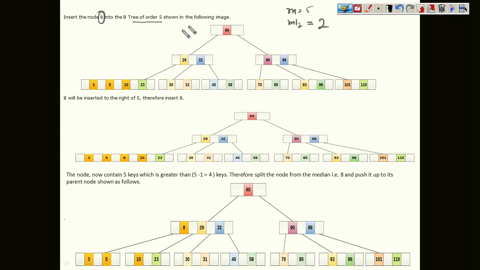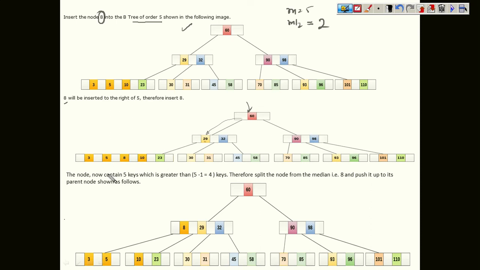So this is the tree given to us. You can see it already fulfills the B tree properties. It's ordered, and it maintains the number of key values at each node and the required number of child nodes. So 8 will be inserted. We have to start from the root. You can see 8 is less than this 29, so you go to the left subtree, and then you will find the place where 8 is to be inserted.